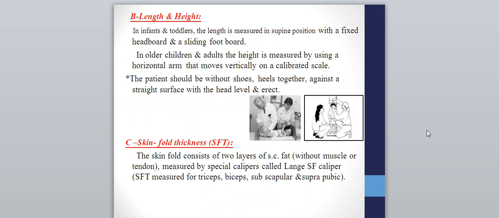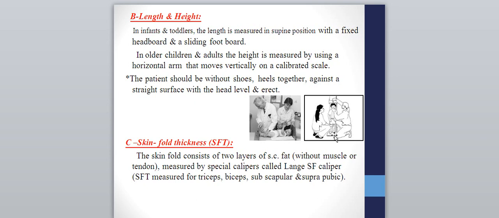What about the length or height? As we said, in infants and toddlers, the length is measured in the supine position with a fixed headboard like this one. We put the patient in the supine position, and the head part is fixed, and we just move the lower part. It is a horizontal movement, measured using this horizontal arm, which can move on the calibrated scale. Here, in this patient, we have to use it. If the patient is more than 3 years old, we use this vertical arm.